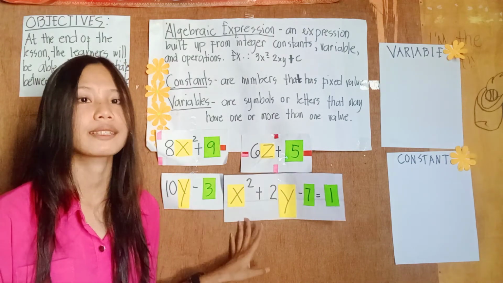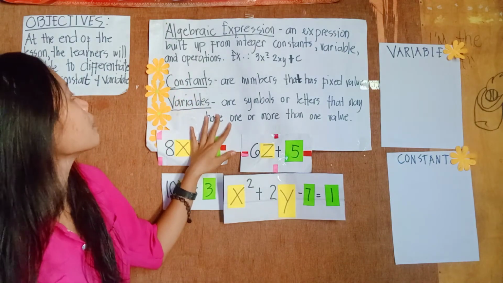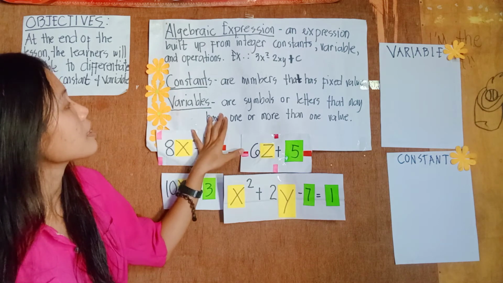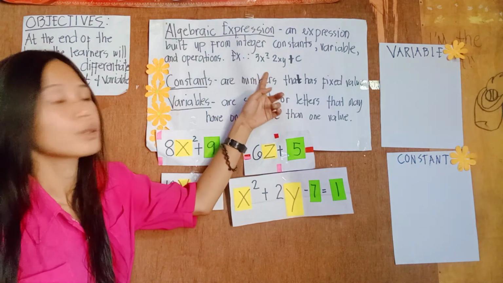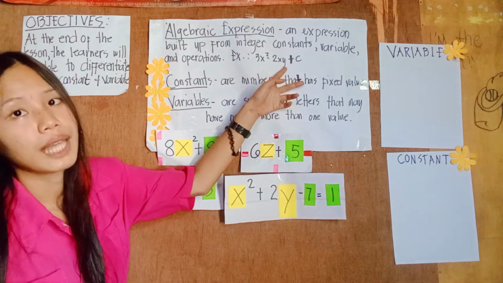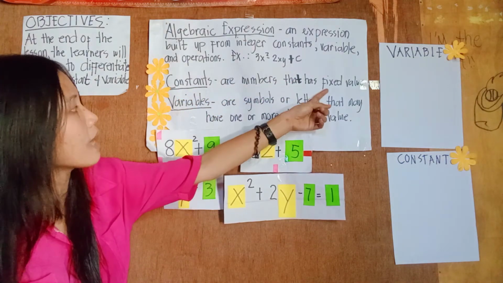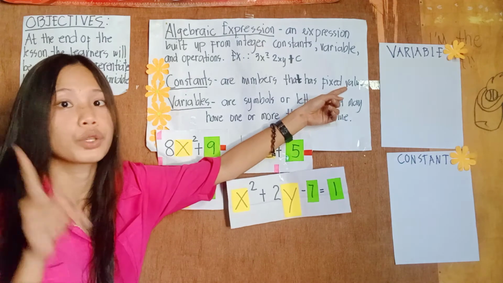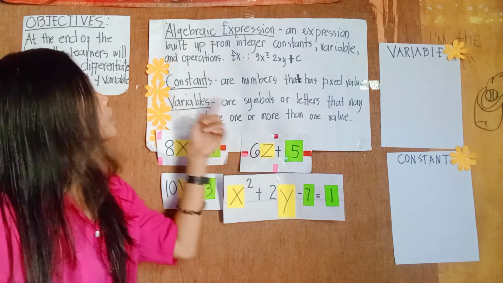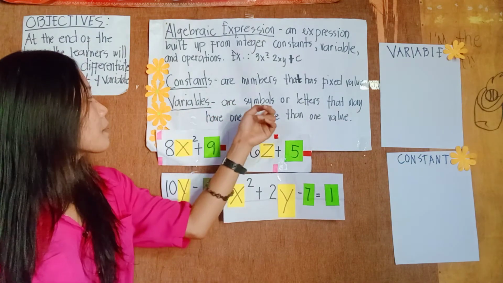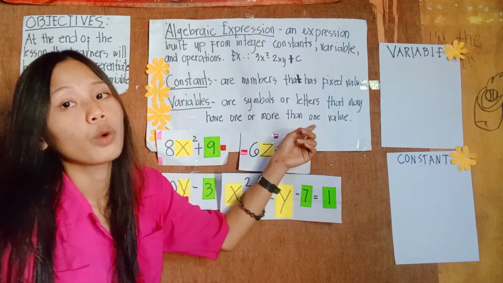Okay, everybody, please read: algebraic expression, an expression built up from integer constants, variable, and operations. 3x squared minus 2xy plus c. Constants are numbers that has fixed values. So remember that. Constants are numbers that has fixed values. Variables are symbols or letters that may have one or more than one value.